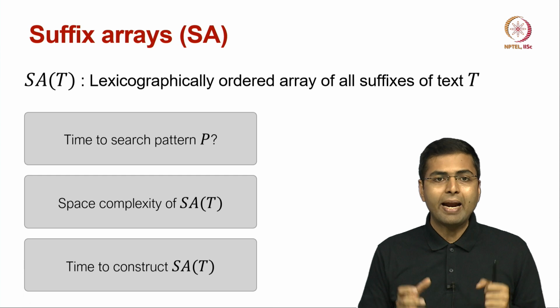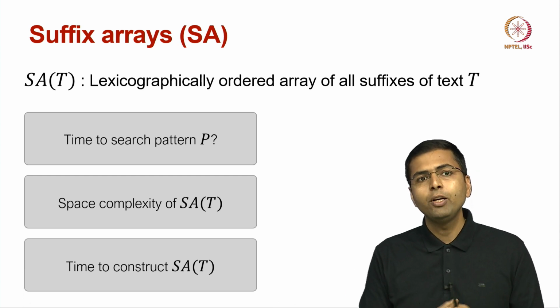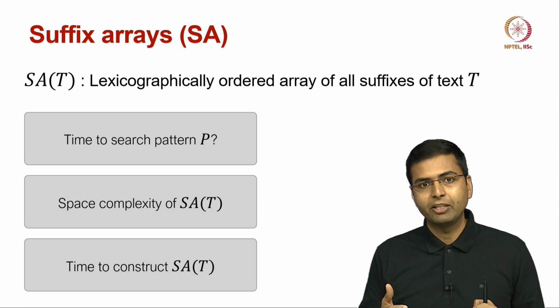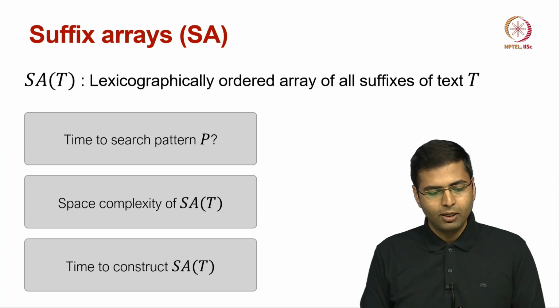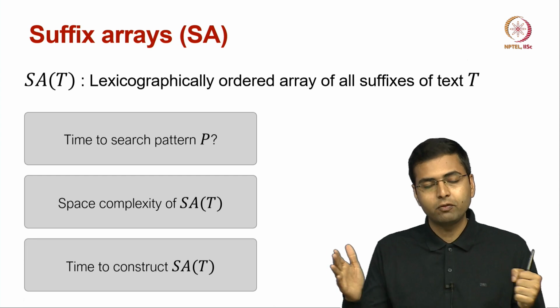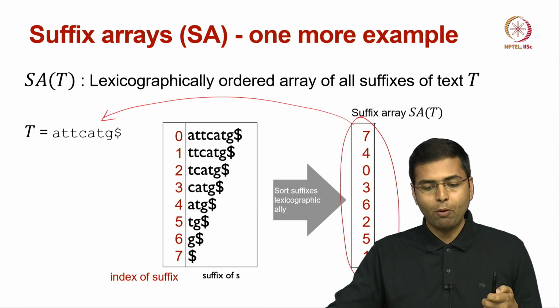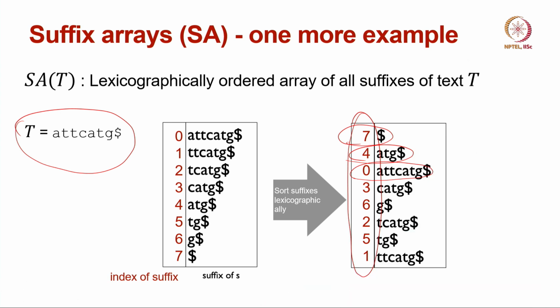So, let us consider the pattern matching. Let us say we are given a pattern P. How do we use suffix array to do fast pattern matching? Well, the key property of the suffix array is that you have access to all the suffixes of the text in sorted order. So, we are going to make use of that property and do fast pattern matching. For example, let us say my pattern is of size 2, which is T T.